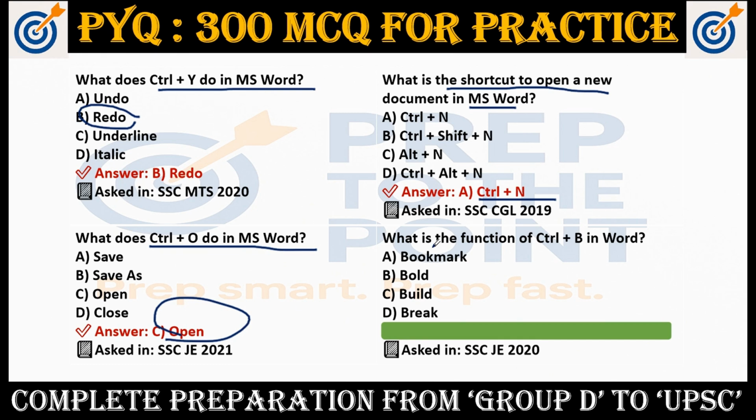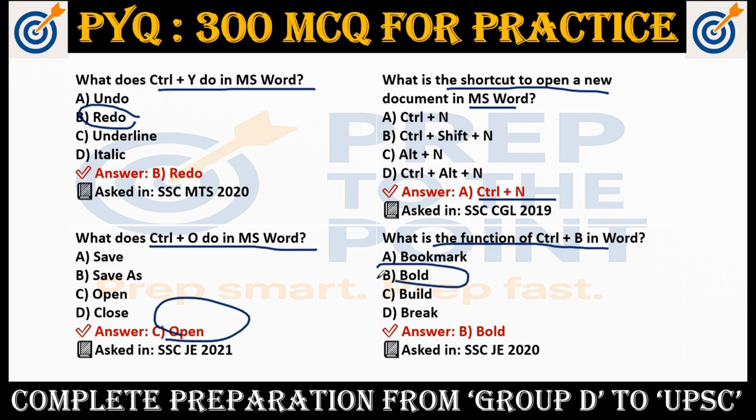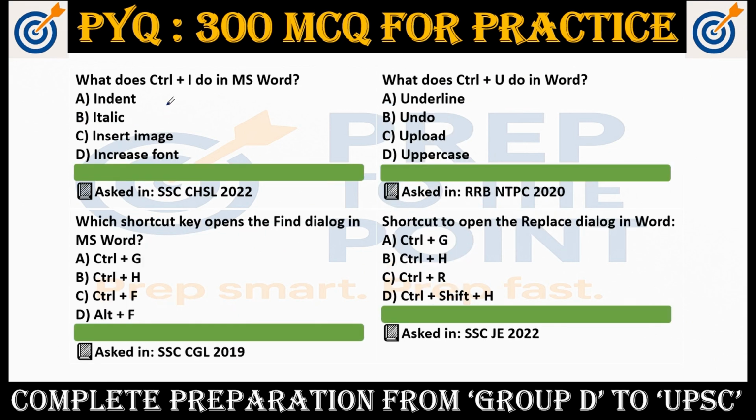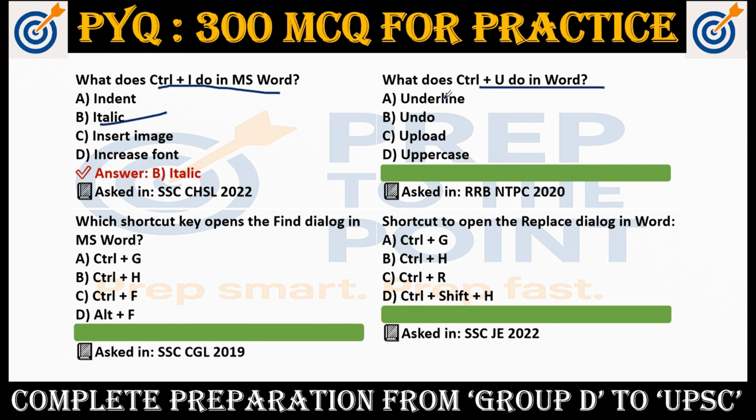What is the function of Control B in Word? It's bold. Control B for bold. What does Control I do in MS Word? Italic. Control I, italic. What does Control U do in Word? Underline. Control U, underline.